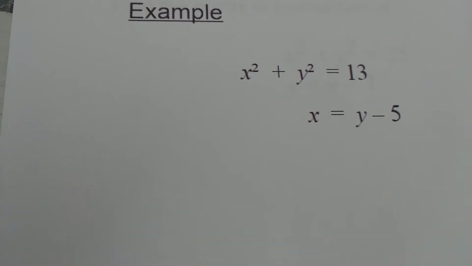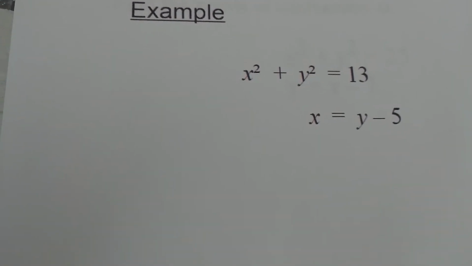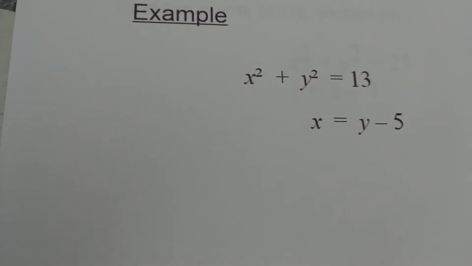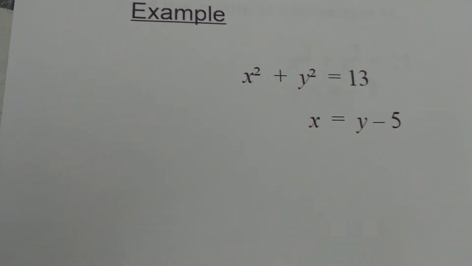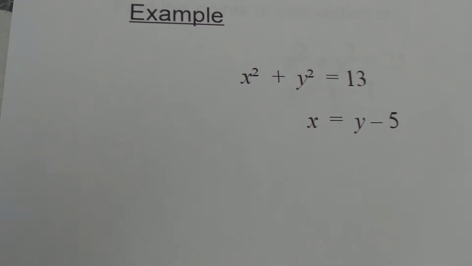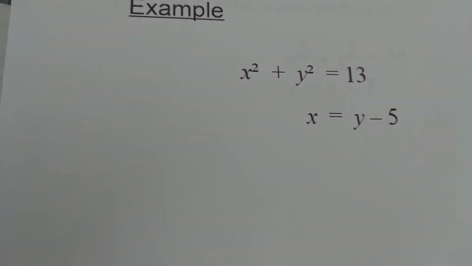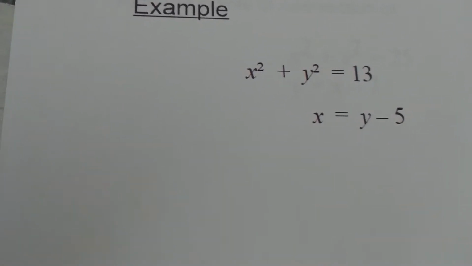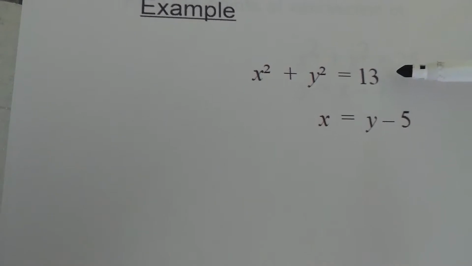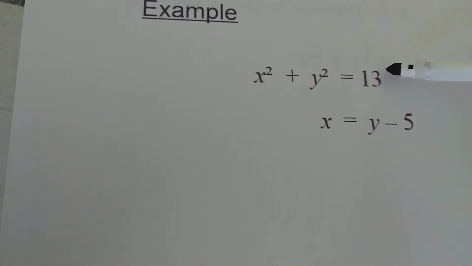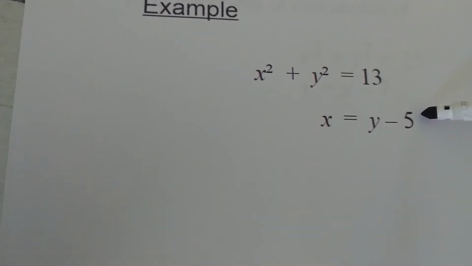So this video is going to go through finding points of intersection of a straight line and a circle. Sometimes it might say to solve them simultaneously, and that means exactly the same thing. Whether it says solve simultaneously or find the points of intersection, it's exactly the same method. You can see on this one here, this is the equation of the circle. This is the equation of the straight line.